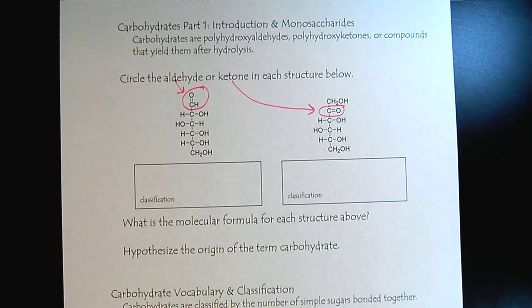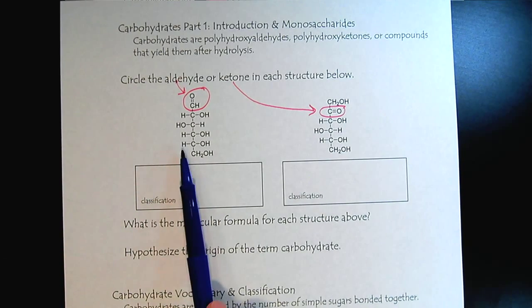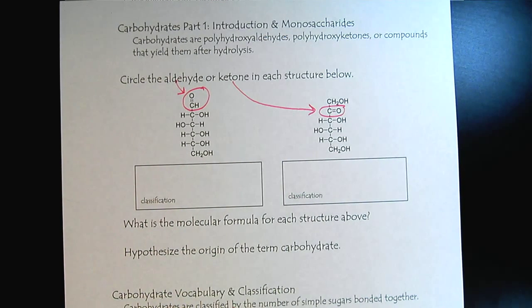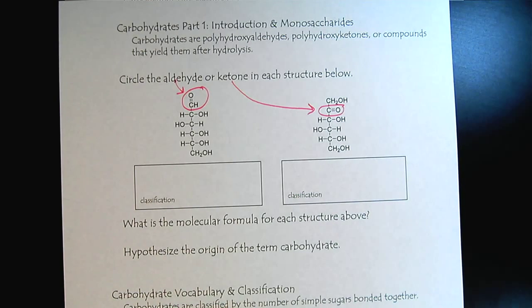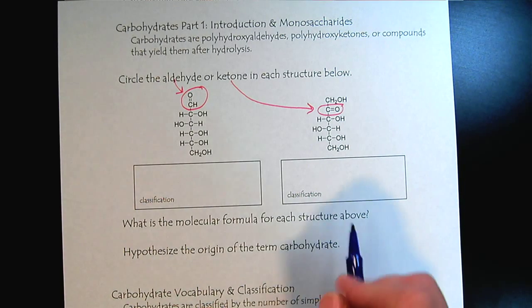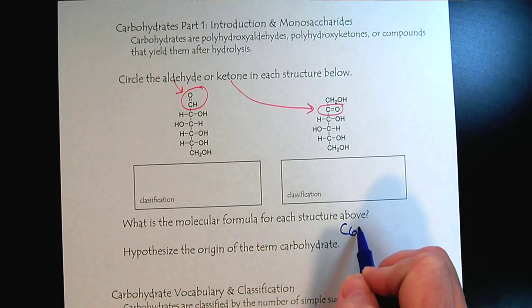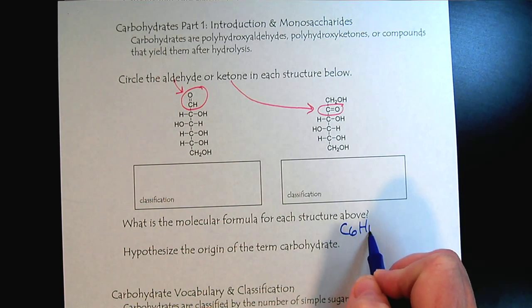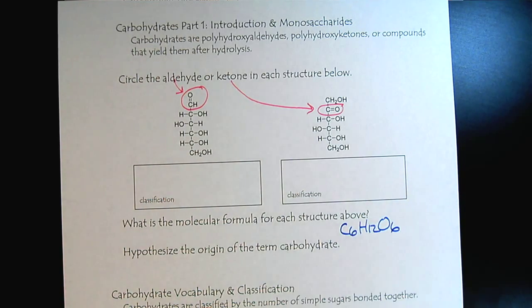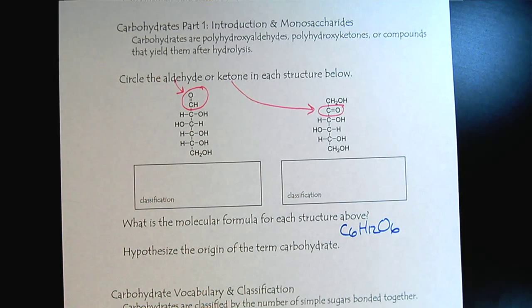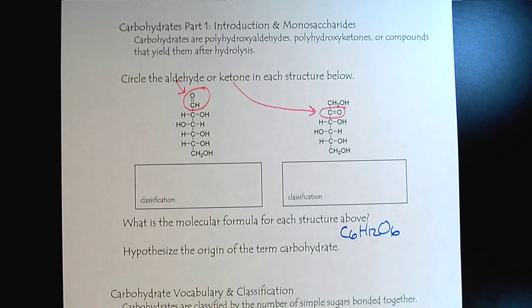Alrighty, so if we look closely at these two sugars, we can count the atoms and get their chemical formulas. And we'll notice that they both have the chemical formula C6H12O6. And we know that sugars are also called carbohydrates. So looking at this basic chemical formula, I think it's pretty easy to hypothesize where we get the term carbohydrates.